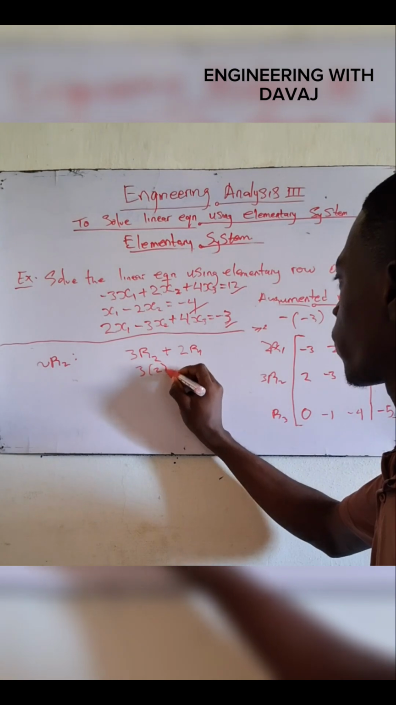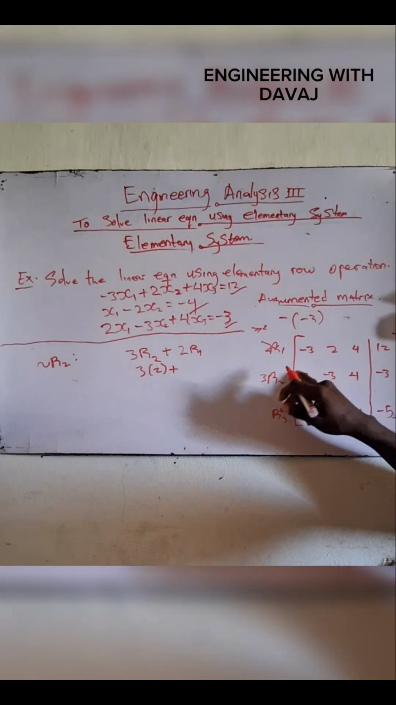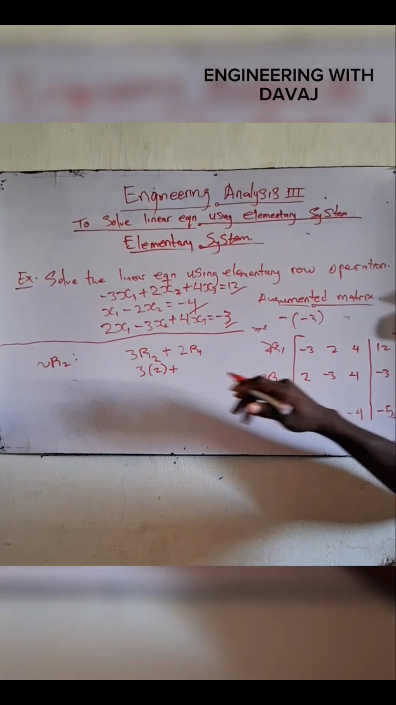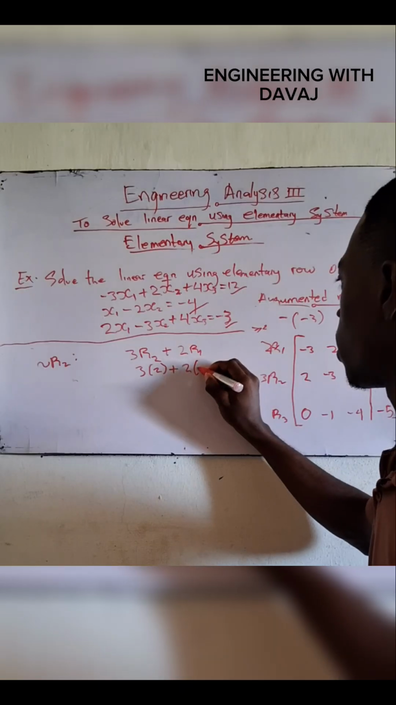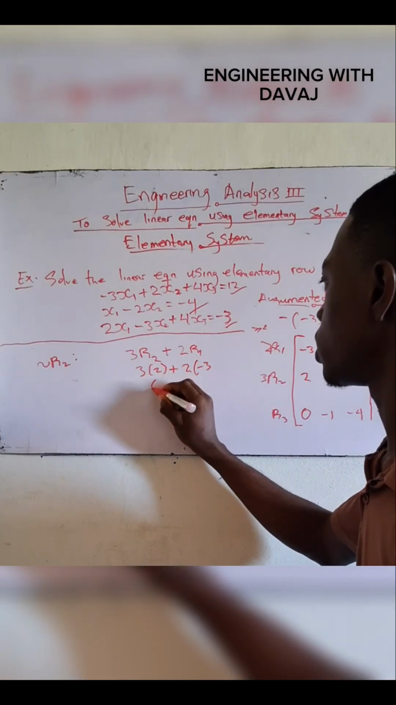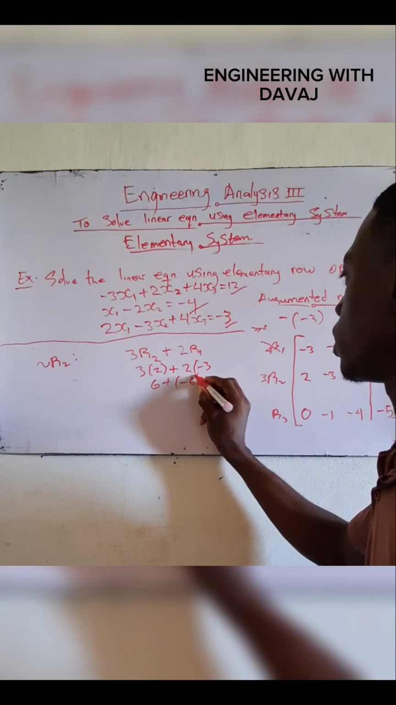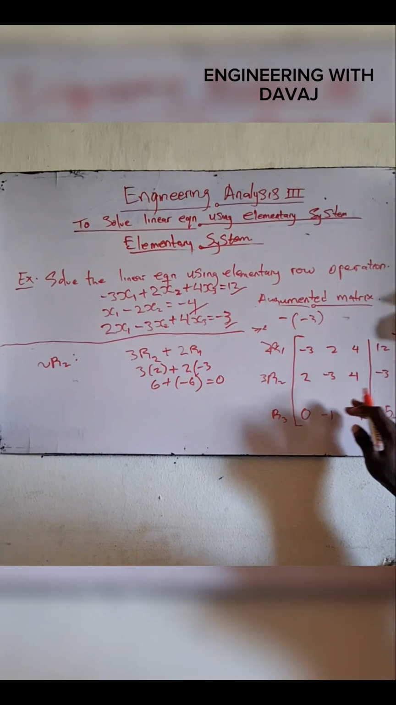Remember, our aim and objective here is to turn this 2 to 0. So 3 of row 2, which is 3 of 2, plus 2 of row 1. What's my row 1? Minus 3. So 3 times 2 is 6, 6 plus 2 times minus 3, that's minus 6. Can you see? So I've gotten that to be 0. So I'm done performing the operation for this.